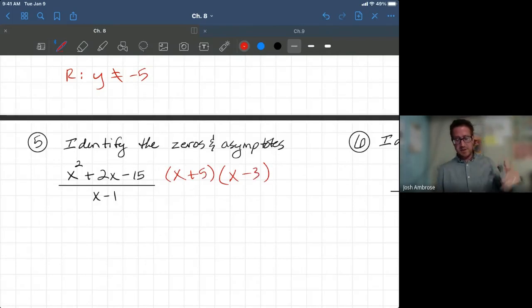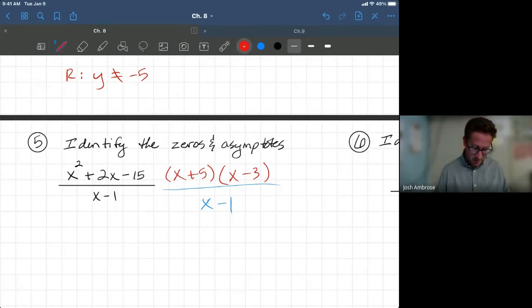The reason being is 5 times -3 gives you the -15. 5 minus 3 gives you the +2. So we know that this works for that. Okay, switch our color. x minus 1. All right, so when we solve the numerator, you're going to get x equals -5 and +3.